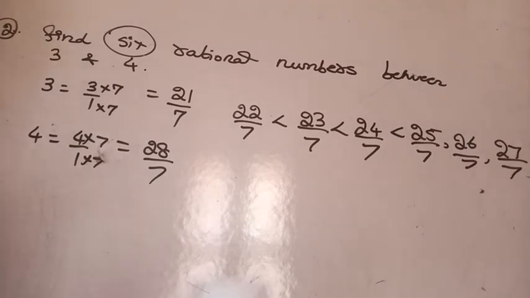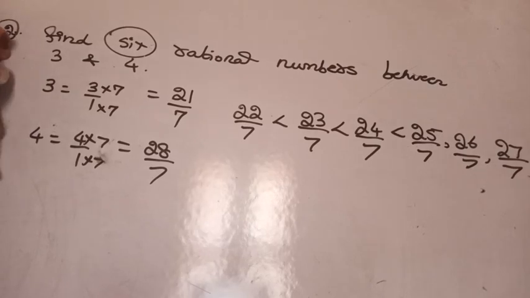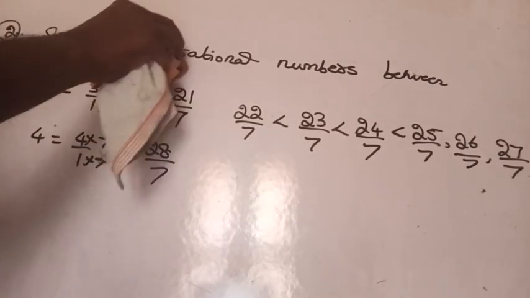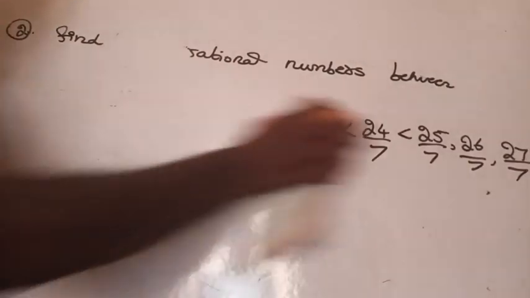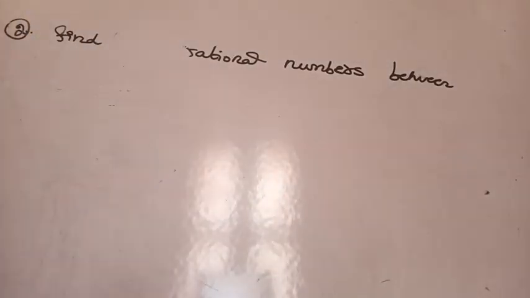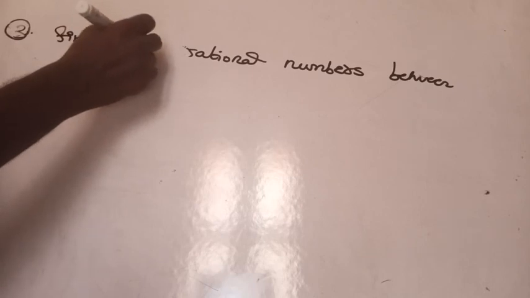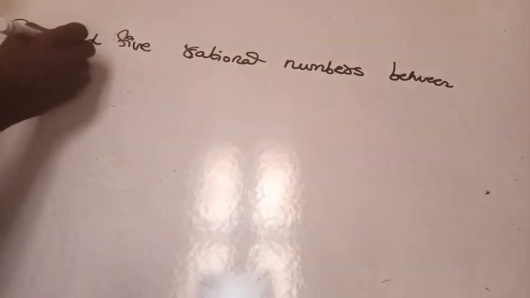Now come to the third question. Find 5 rational numbers between 3 by 5 and 4 by 5. This is question number 3.